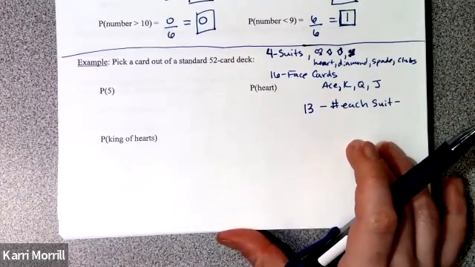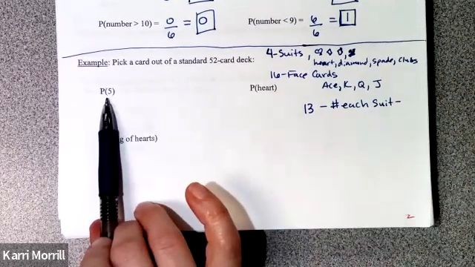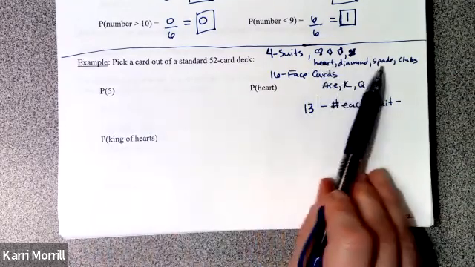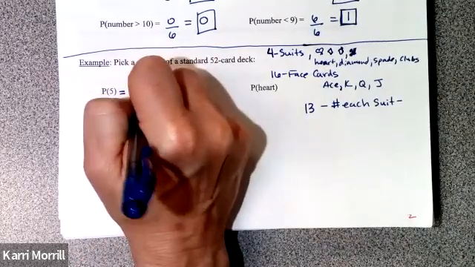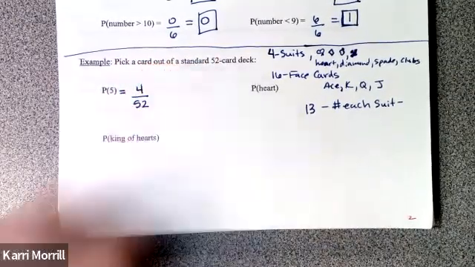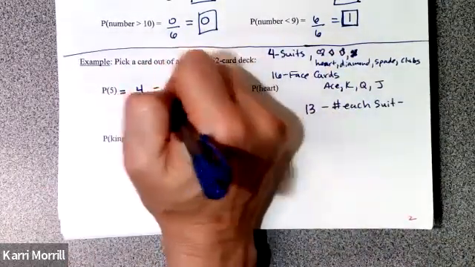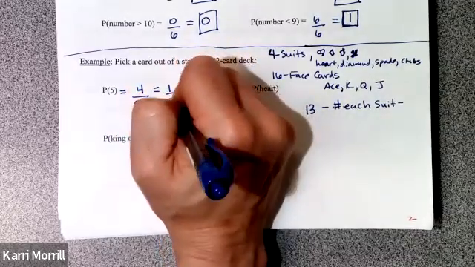So it says the probability of getting a 5. We don't care if it's a heart, diamond, spade, or club. We just know that there are 4 5s in a deck of cards out of 52. So then we would reduce that to 1 out of 13.